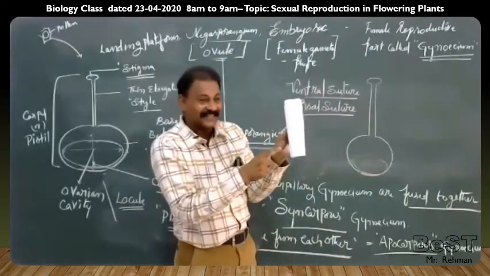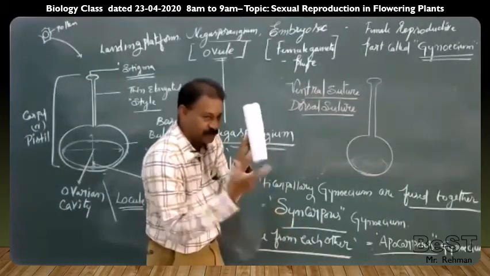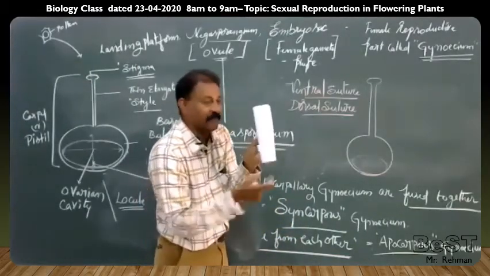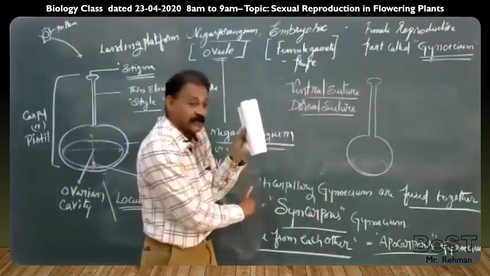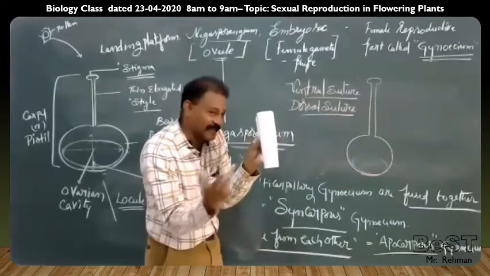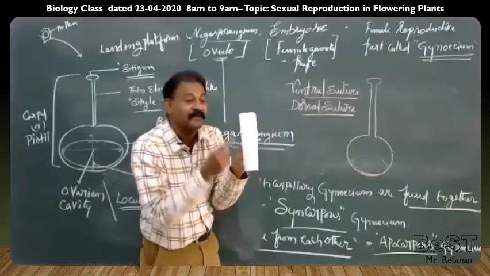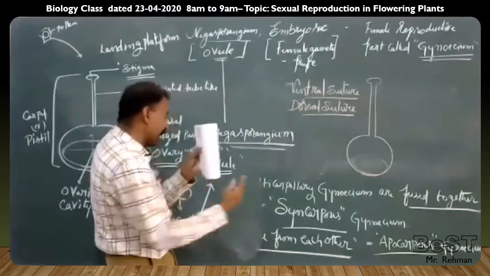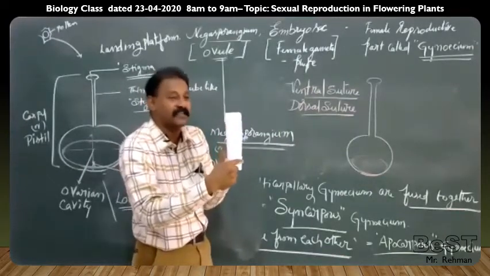All these, so this is the syncarpous condition. In a gynoecium, maybe there is one carpel, monocarpellary, or there may be many carpels, and all these carpels are associated together in such a way that they appear like a single carpel. And this condition is called syncarpous.